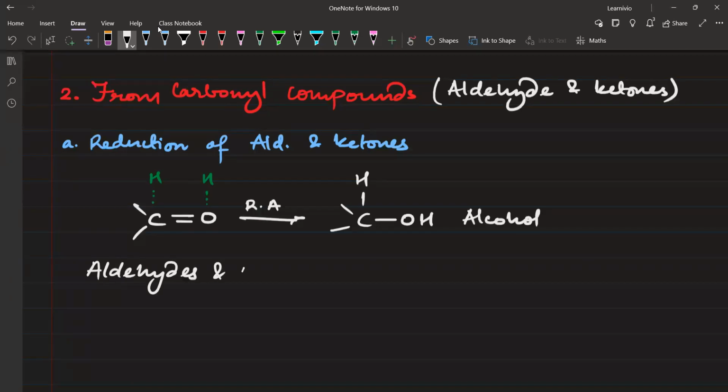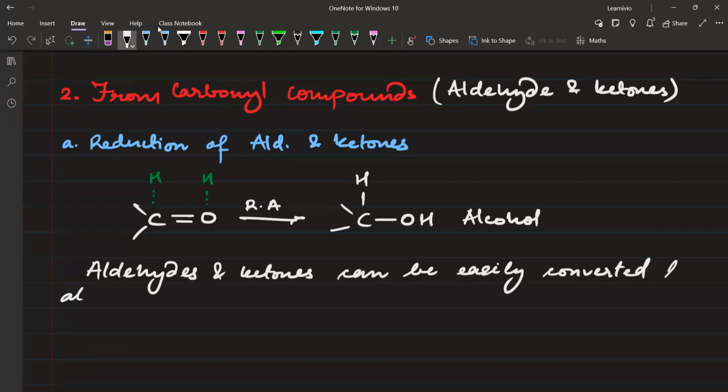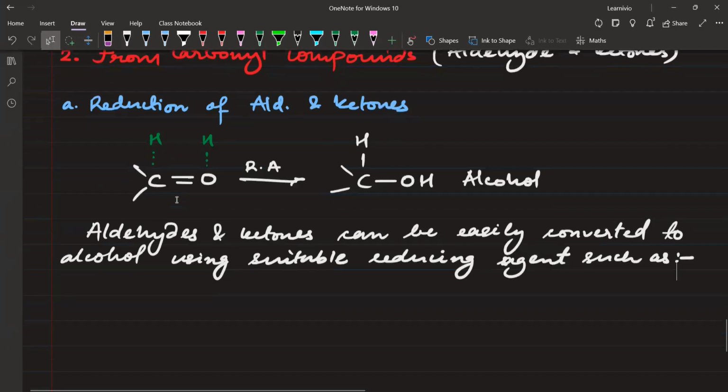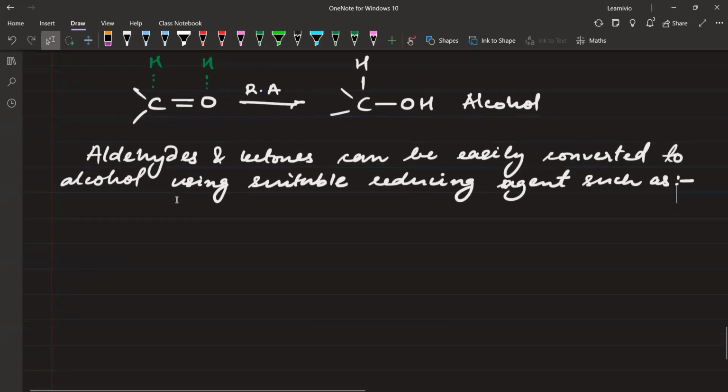Please write: Aldehydes and ketones can be easily converted to alcohol using a suitable reducing agent. Suitable reducing agent such as, what are the reducing agents we can use? There are multiple reducing agents that you will have to memorize, which can be used.